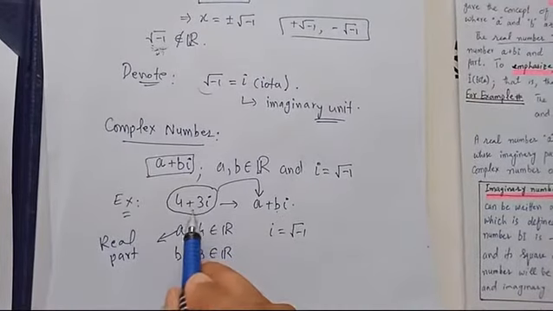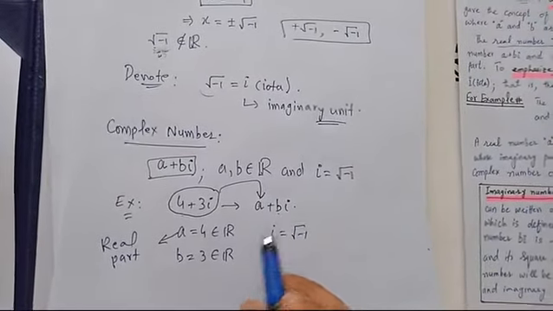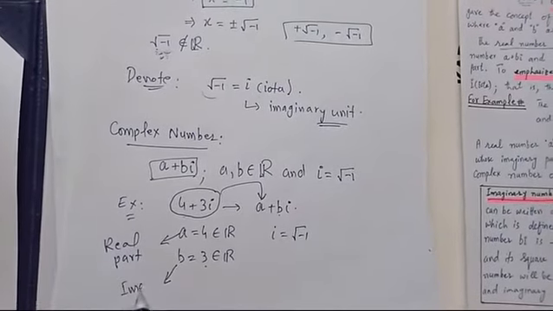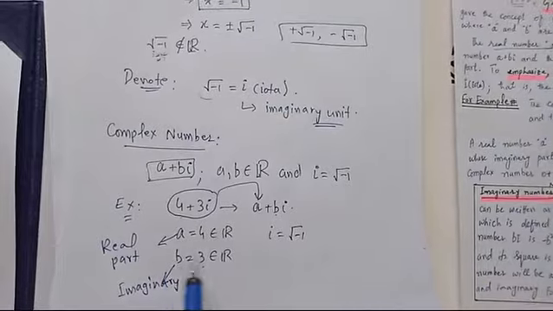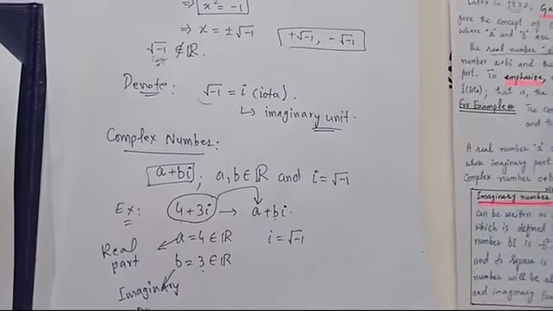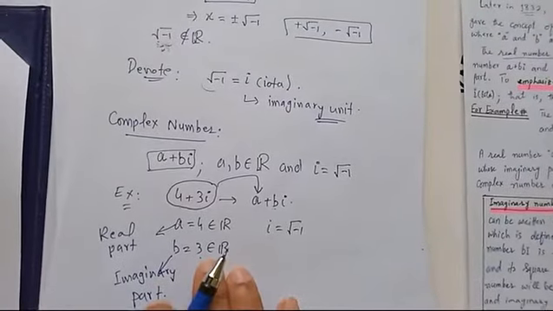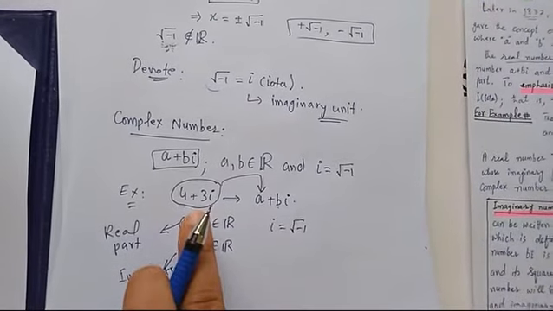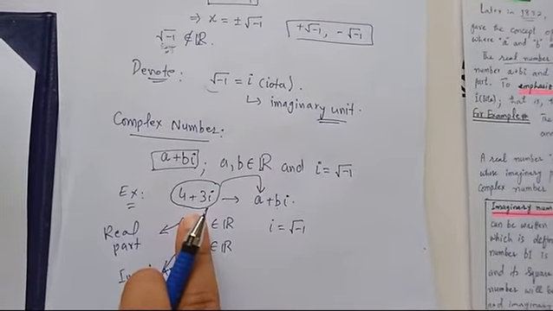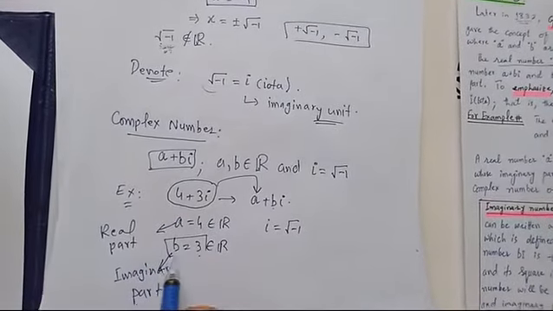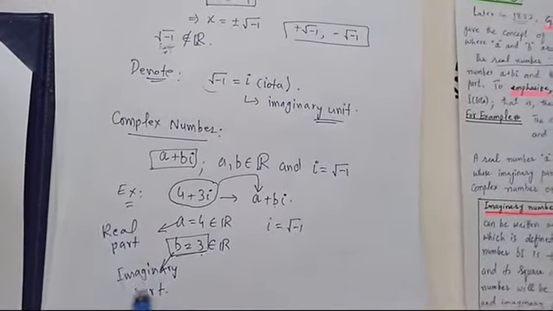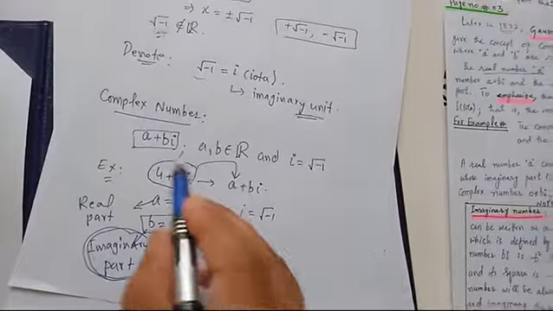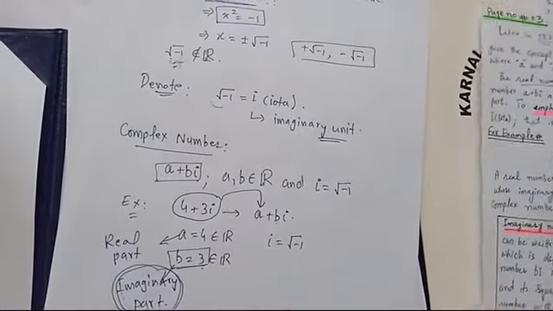And the value of b, when you compare 4 plus 3 iota with a plus b iota, is equal to 3. So this b is the imaginary part. Remember, this is not the imaginary number. This b is the imaginary part. Most students are confused when the question comes: what is the imaginary part of a complex number? The imaginary part of a complex number is actually a real number. This imaginary part doesn't include iota. Now this is the real part and this is the imaginary part.